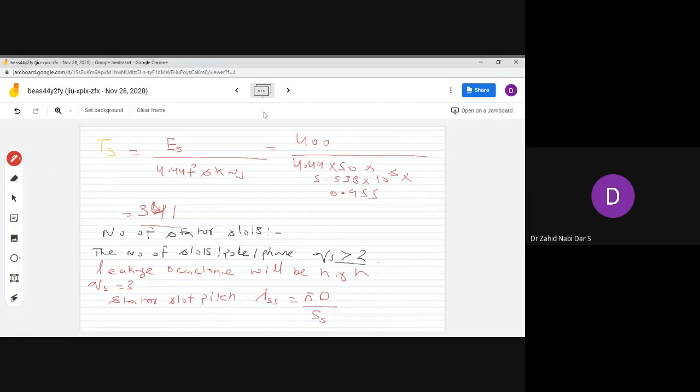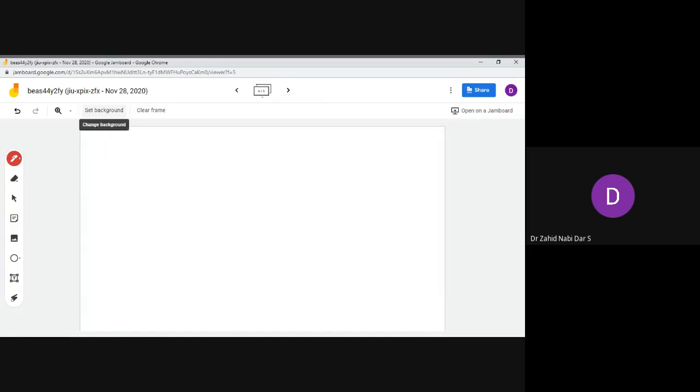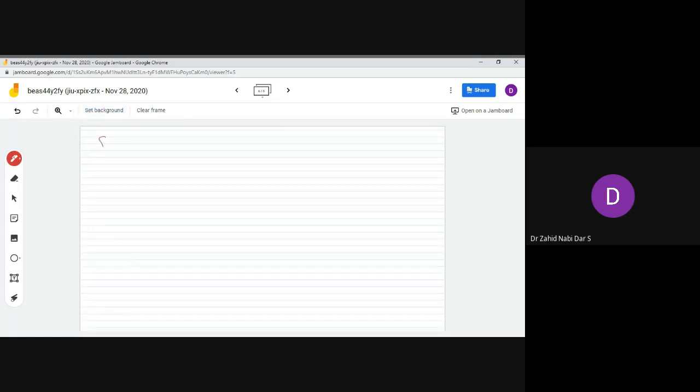So the number of stator slots, that is SS, would be equal to the number of poles into the number of phases into your QS value. QS has to be greater than or equal to 3. Here the number of poles is 4 and the number of phases is 3. This is a static quantity, so you always get 12.